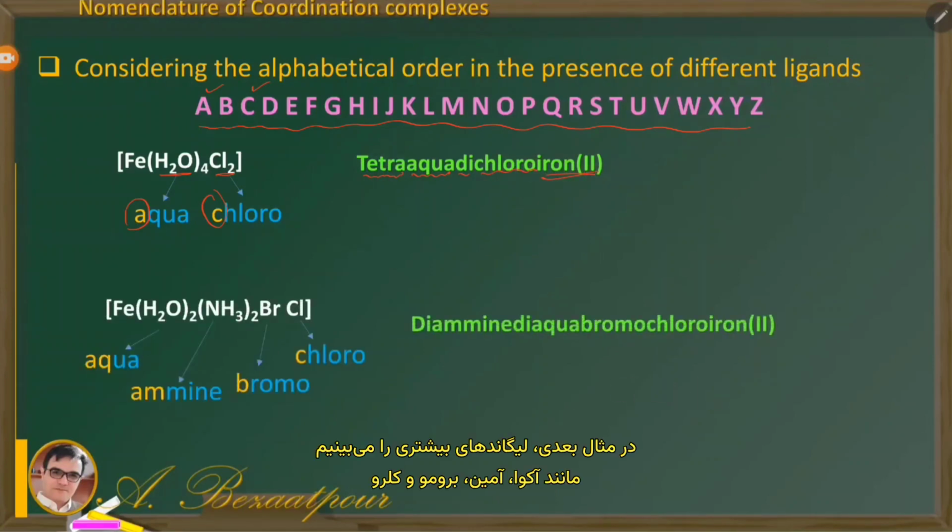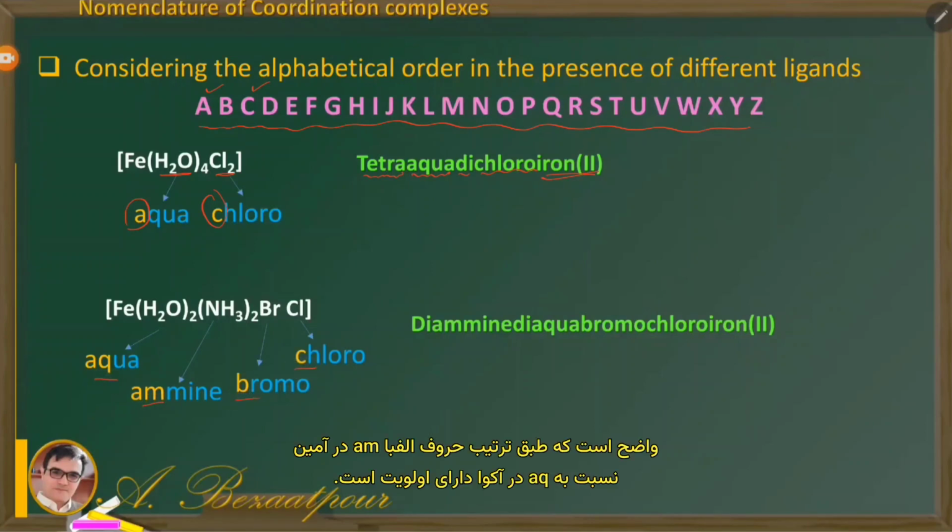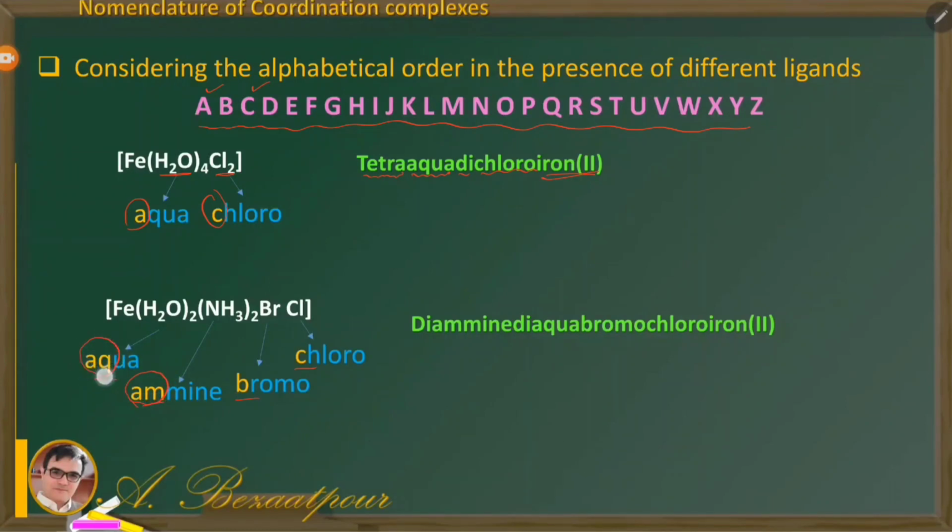In the next example, we see more ligands: aqua, amine, bromo, and chloro. It is clear that according to the alphabetical order, AM in amine has priority over AQ in aqua. Then we can say diamine, diaqua, bromo, chloro, iron(II).